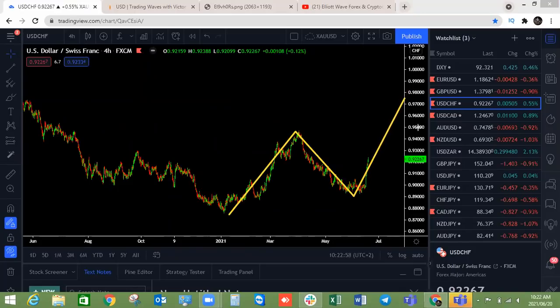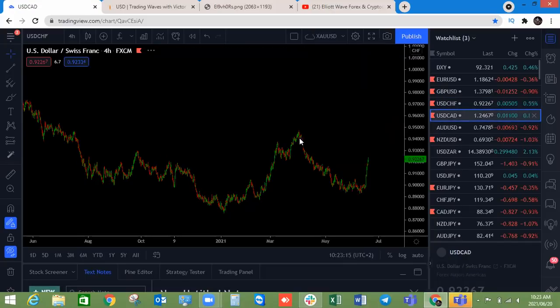So what's going to happen here is we're going to have this one pushing to the upside. We're going to have a pullback. We're going to have a move to the upside. This should go up in 5 waves, the same way we've had 5 waves here in the beginning and this corrective structure here on US dollar Chief. So continuation to the upside on US dollar Chief until we get a pullback.